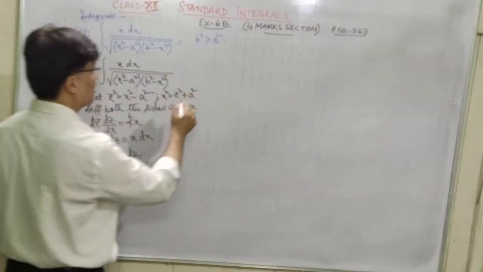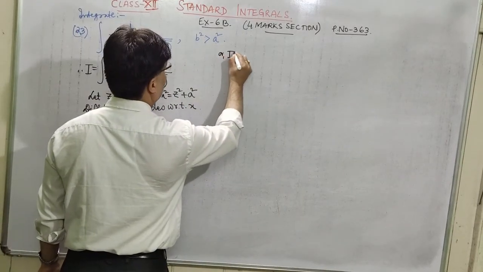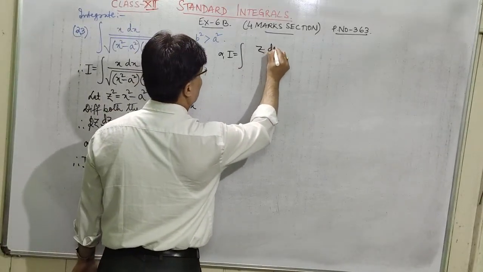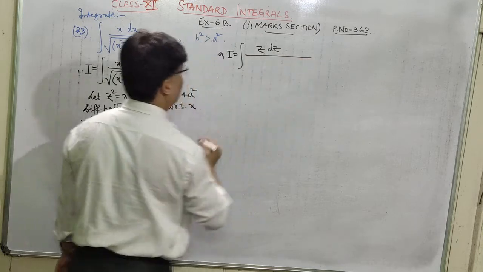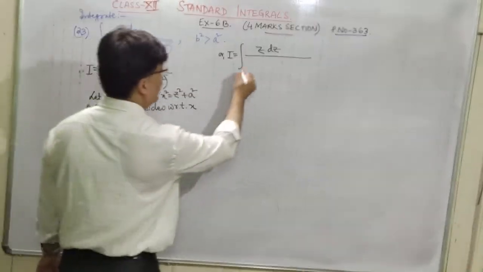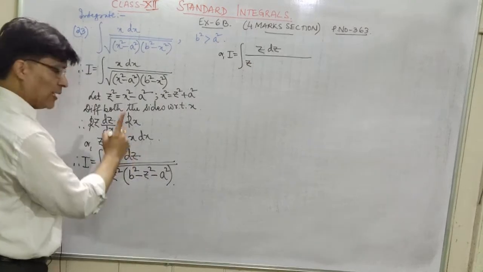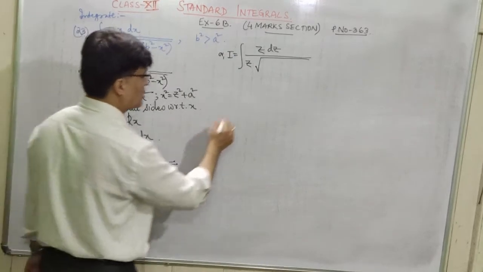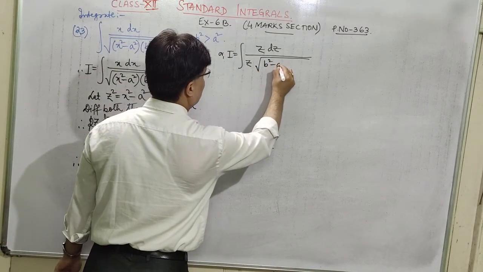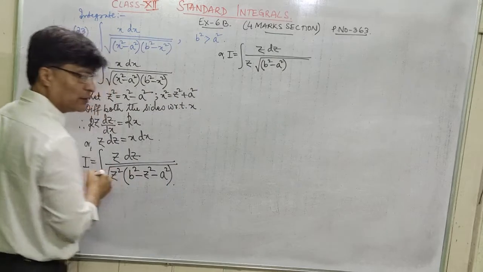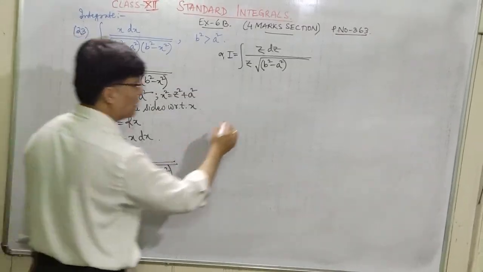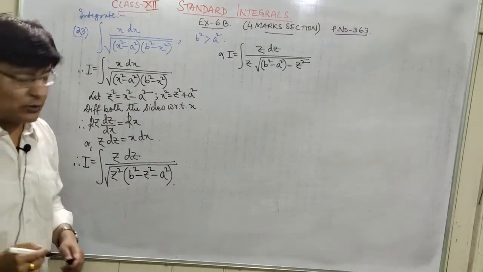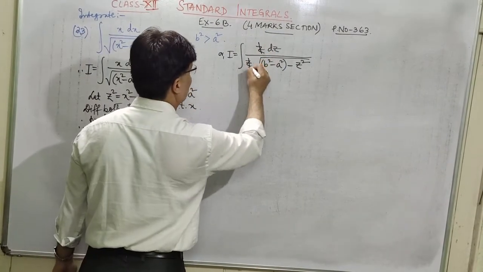Okay, so let us simplify it further. Or I is equal to integration of z dz divided by, what is square root of z square? That is your z, and within square root, here we have, let us write down the constant term first, that is b square minus a square. Let us keep it within bracket. Okay, b square minus a square, then which is the variable? Minus z square. So I think you have understood it. Okay, so here you can cancel this z, it will be cancelled.